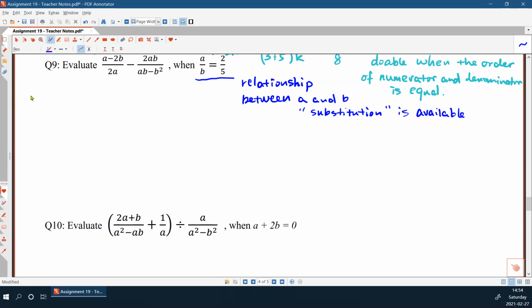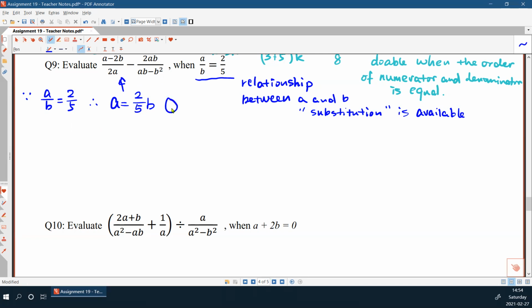Right? Okay, so because A over B is 2 over 5, we get A is actually 2 over 5 B, right? Okay, then we can put this into the original expression.